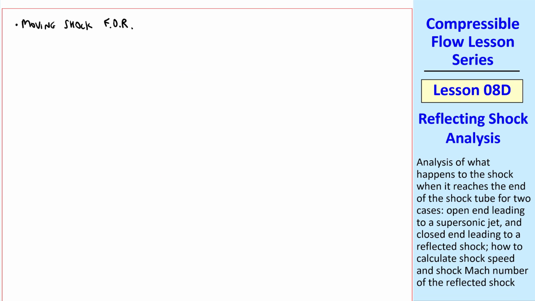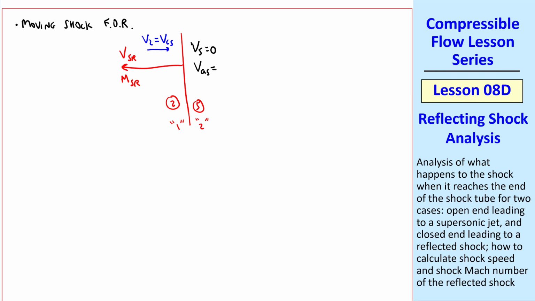In the moving shock frame of reference, the shock is moving from region 5 into region 2 at speed VSR and Mach number MSR, where we know that V5 is 0, but region 2 is still unaware that this shock is coming. In other words, V2 is still equal to the speed of the contact surface. Note that we're used to calling the region in front of the shock 1 and the region behind the shock 2, but now we have to consider 1 as 2 and 2 as 5, and we can call this VAS as well, or region AS, after the shock.